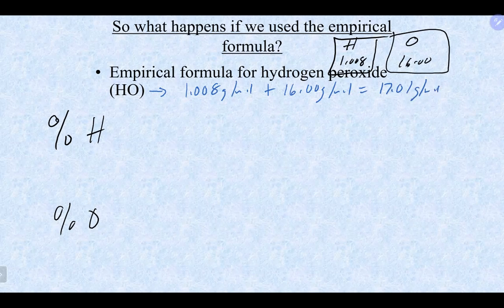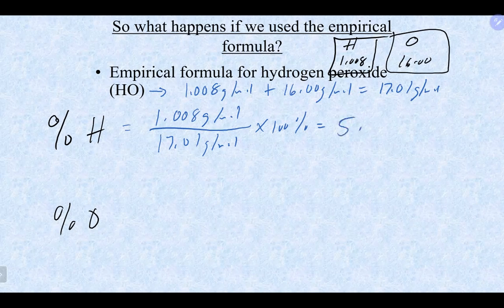All right, so in this case, we have just 1 hydrogen, so 1.008 grams per mole up on top, divided by the molar mass of the entire compound, times 100%. That gives us 1.008 divided by 17.01 times 100, 5.926% hydrogen.